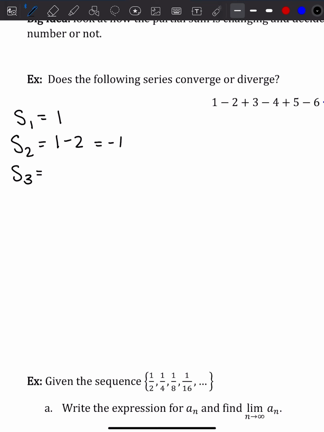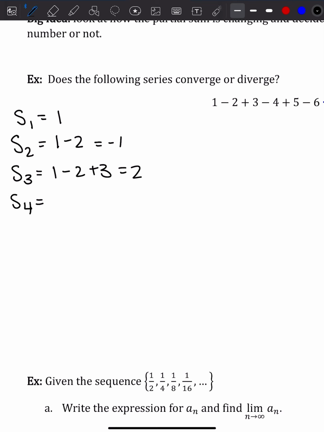S sub 3. So we have 1, 2, and 3. So we have 1 minus 2 plus 3. 1 minus 2 is negative 1. We add 3 to it. We're going to get positive 2. So right now, so far, I see we have a sum of positive 1, then a sum of negative 1, then a sum of positive 2.